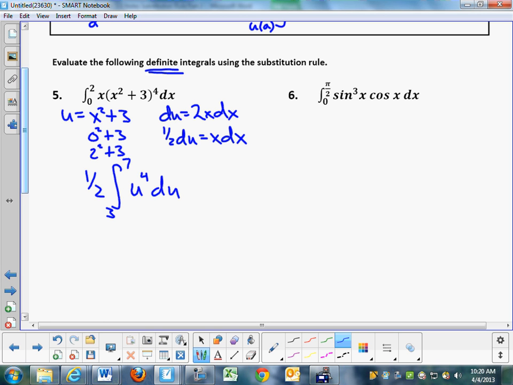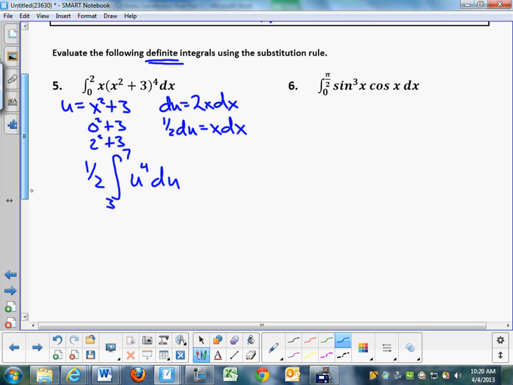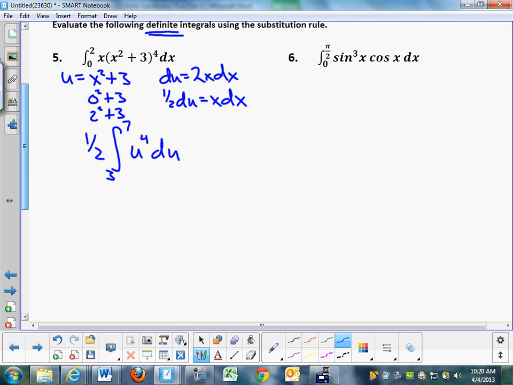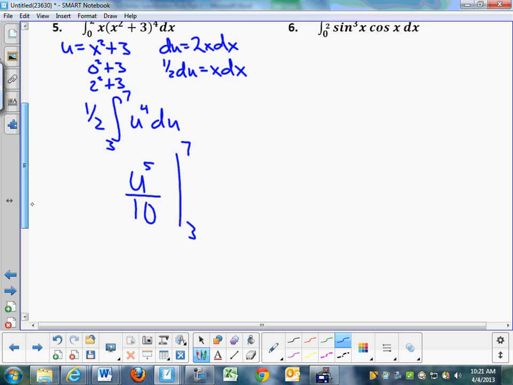So now I'm going to do this. You'll like this, watch. What's the antiderivative of u to the 4th? u to the 5th over 5, multiplied by 1/2, is over 10, right? And I'm going to evaluate that at 7 and 3. If I did this switch up here to 7 and 3 as opposed to 0 and 2, I could just leave it as u. I don't have to plug that x squared plus 3 back in. So we could just go to work from here.